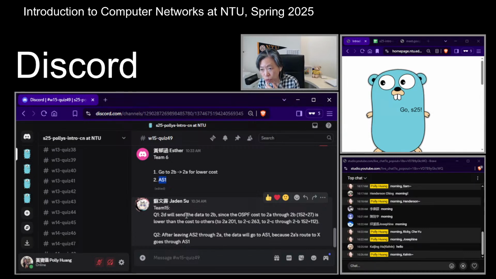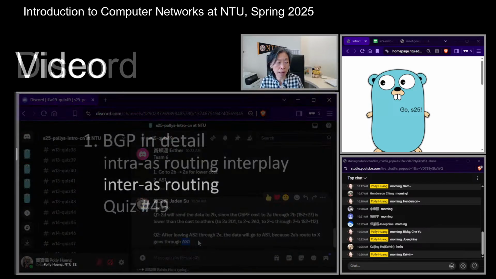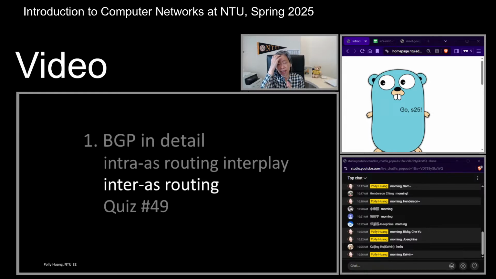All right, 2D will send the data to 2B first and then 2A, and then follow the AS path. And the next one after leaving AS2 is AS1. All right, good, very good. Yeah, there are other teams trying to fill up the answer. That is okay. Let's come back to the lecture. Good. Now you see exactly how the forwarding is done across the two levels.